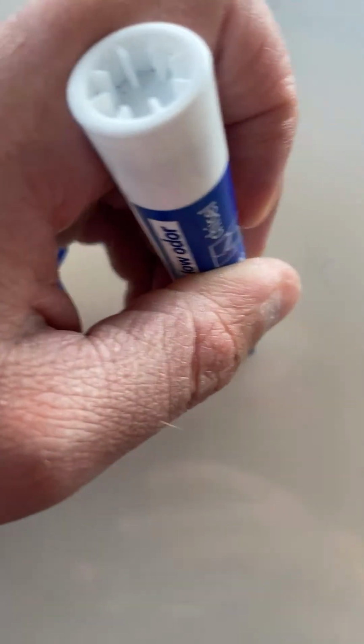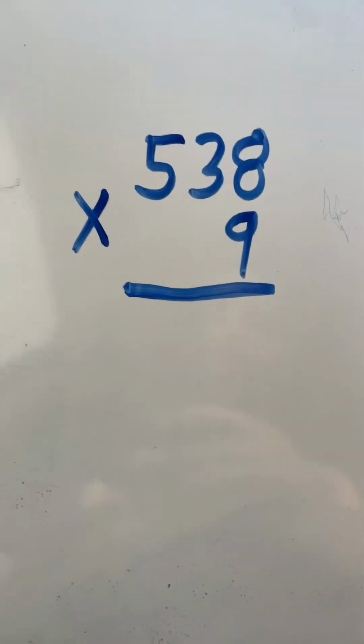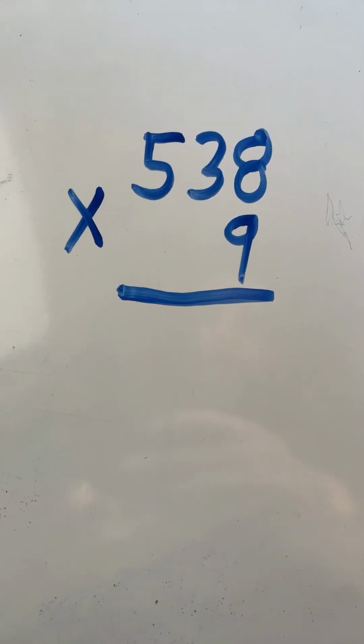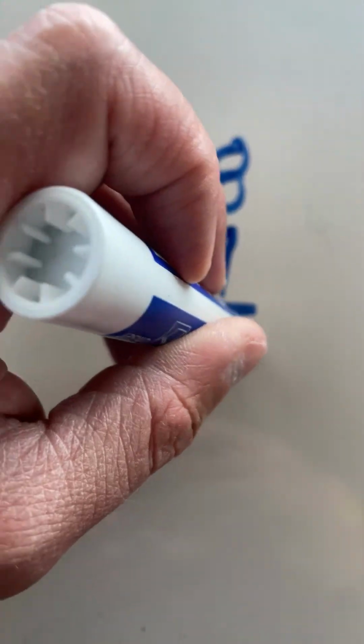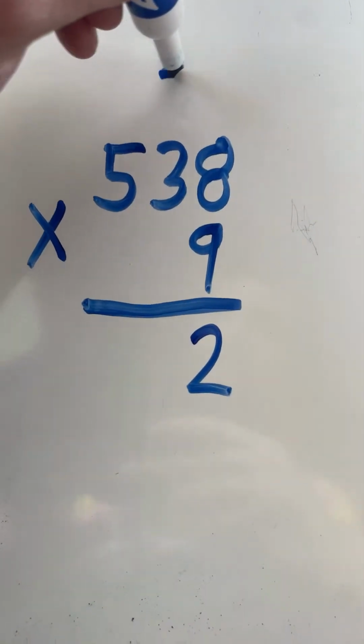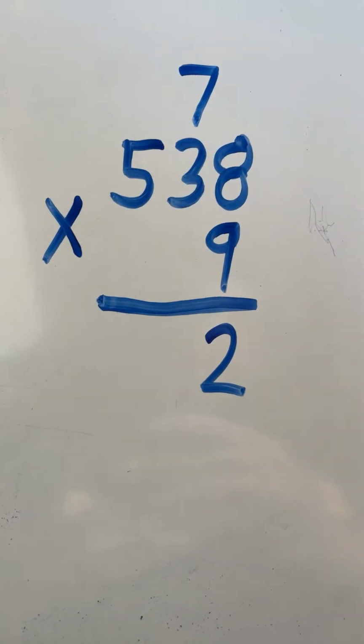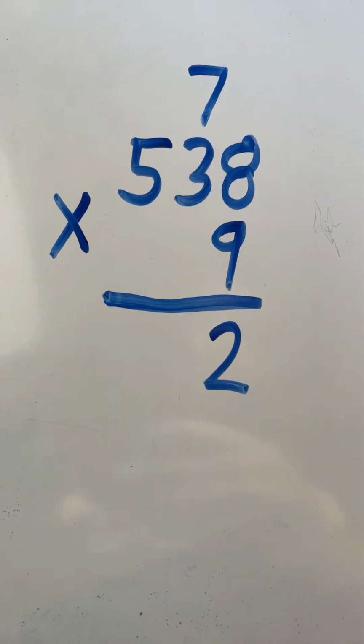All right, next example problem. 538 times 9. So we are starting in the ones place. 8 times 9 equals 72. The 2 in 72 goes in the ones place. The 7 in 72 gets carried over to the tens place.